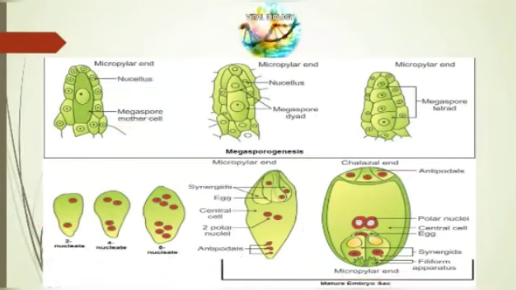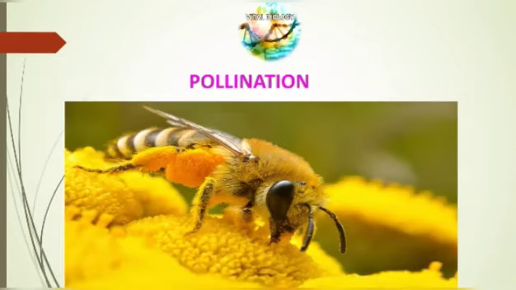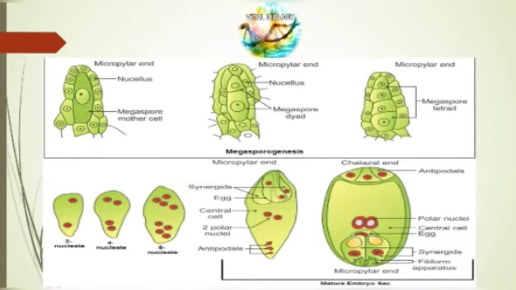Okay, this much is about the female reproductive organ in flowering plants. In the next class let us study about pollination. Keep watching. Thank you so much. Bye bye.